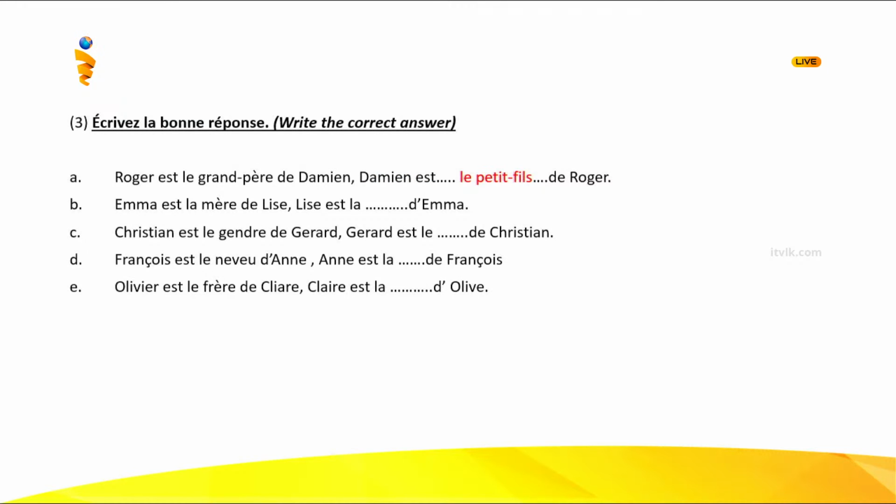Third question is based on the family, vocabulary related to the members of the family. There again, there is a sentence at the beginning, understand the relationship between the family members and fill the blank. For example, the first one says, "Roger est le grand-père de Damien. Damien est le petit-fils de Roger." Like that, logically you need to identify the relationship between the family members and write the related vocabulary for that.